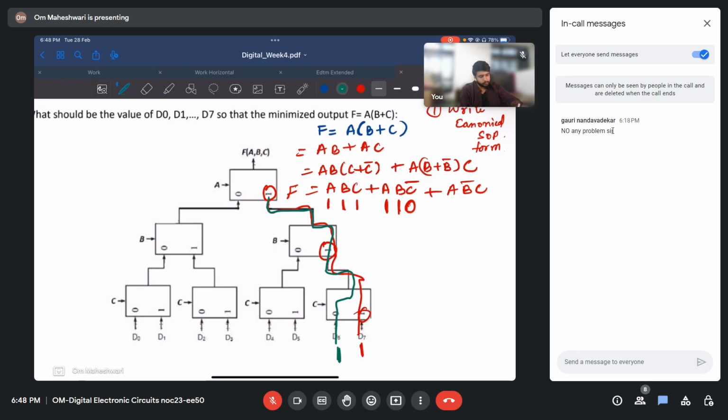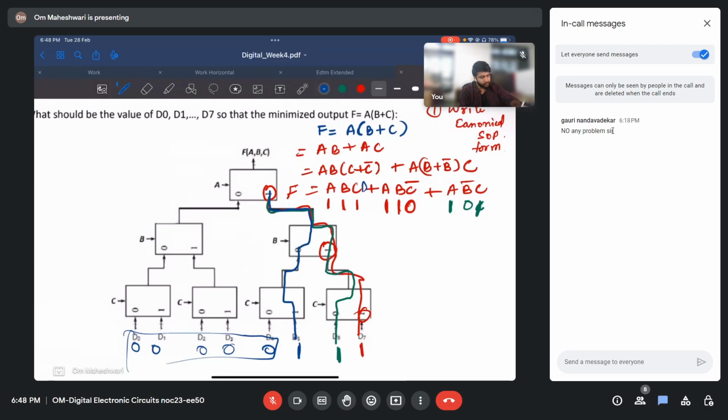Then A is 1, B is 0, and C is 1. So this should be 1. Rest all should be 0. Okay, so all these terms, all these zeros. So where will D's go? This D will go here.